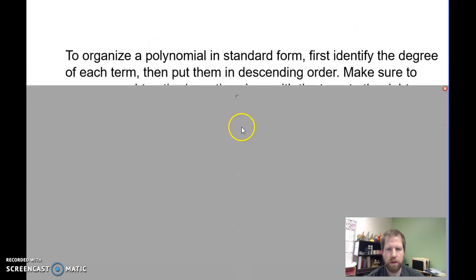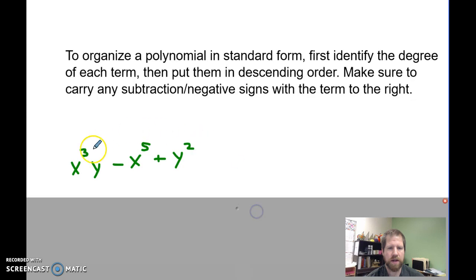So one of the things we're going to have to do is organize polynomials into standard form. For most of these, it's fairly straightforward. The one thing you have to remember is that you want to carry that left-hand sign with the term. So if I'm moving things around, I need to make sure that my subtraction goes with my x to the 5th, and my positive goes with y to the 2nd. If I just leave them there, I'll end up with the wrong answer.